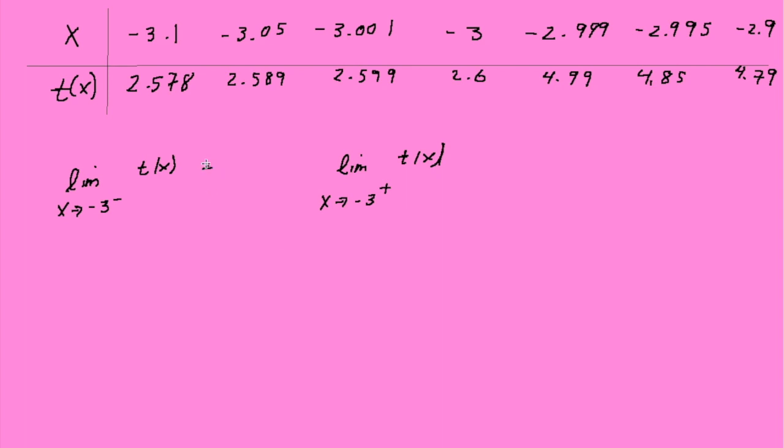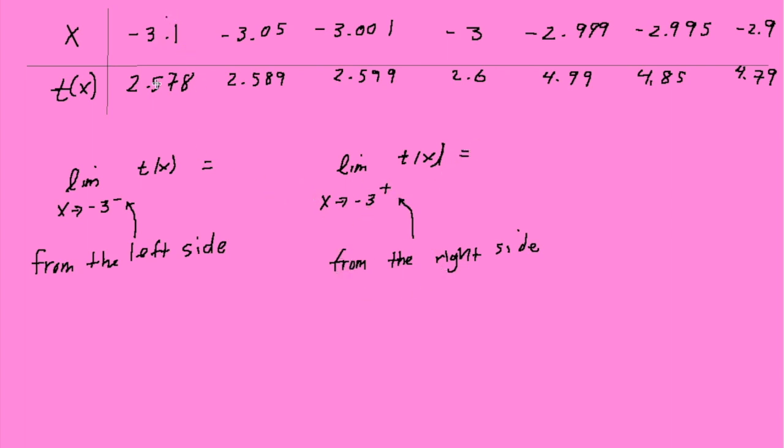So let's try to find the limit as x approaches -3 from the left side. And I'll write that down here. So that's this little negative sign up top means from the left on the number line. It's like this symbol right here from the left side. Or we can find it from the right side as well, and that's this plus sign. So just from the left and just from the right.